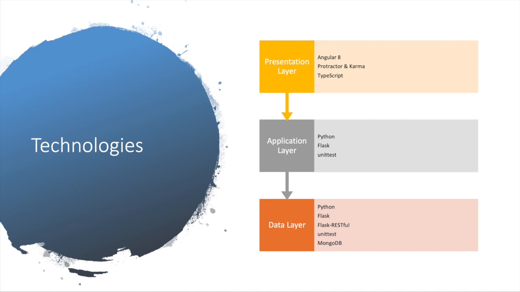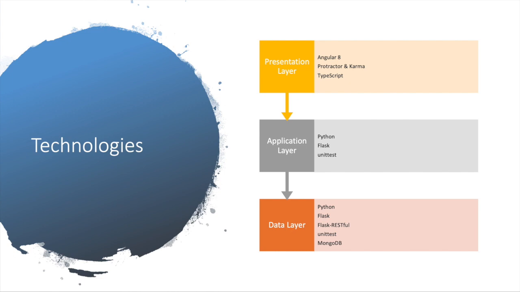We chose to write the application layer in Python, a popular high-level programming language that I'm sure most of you are familiar with. The application layer is built upon the Flask framework. Flask is a simple but extensible micro framework written in Python. By using Flask, our team was able to get off the ground quickly and start building instead of configuring. For testing, we're using unittest, a simple Python testing framework.